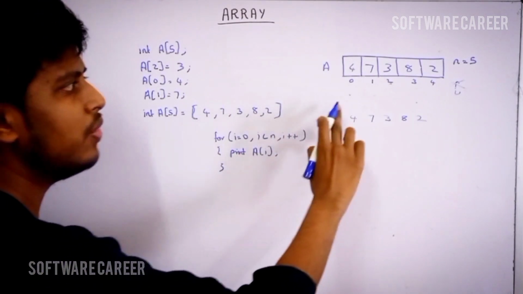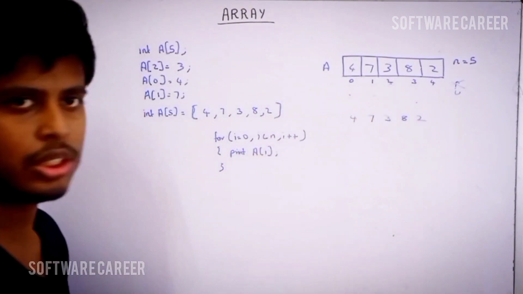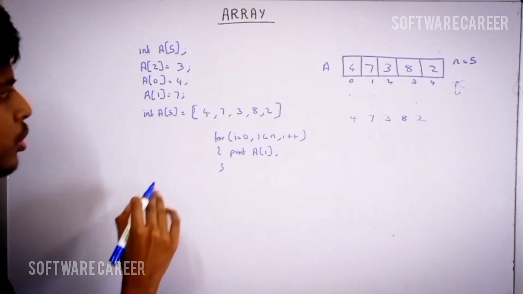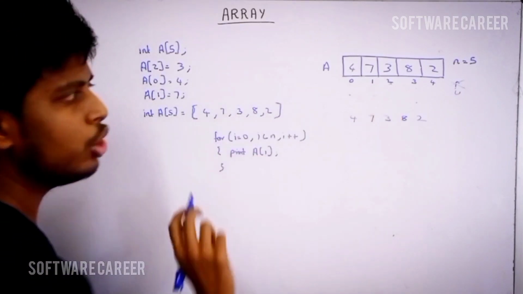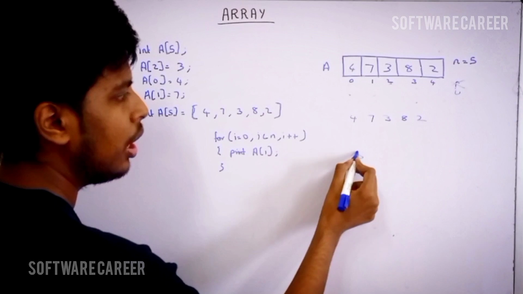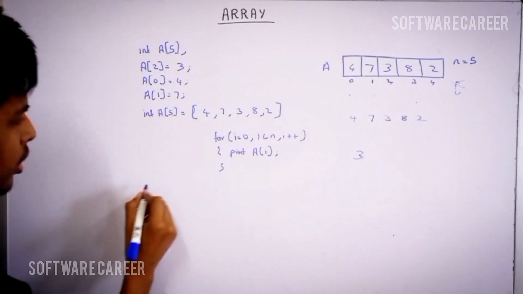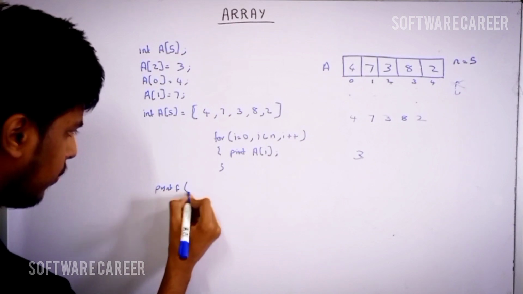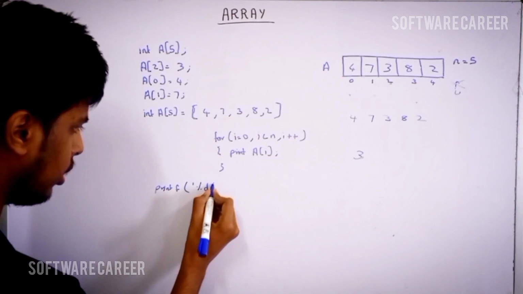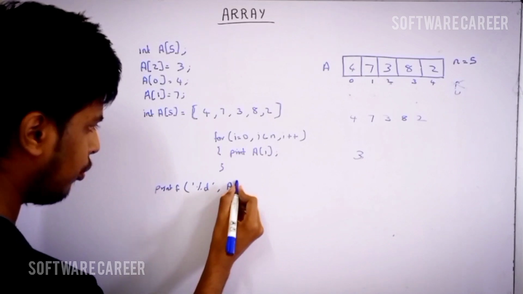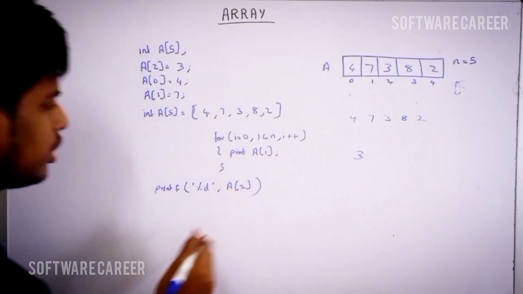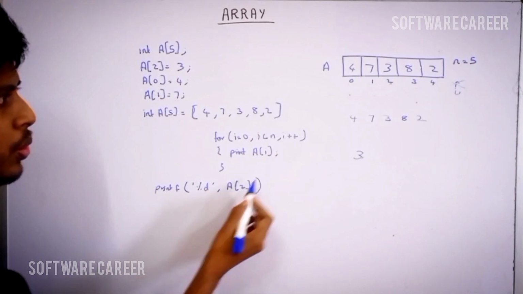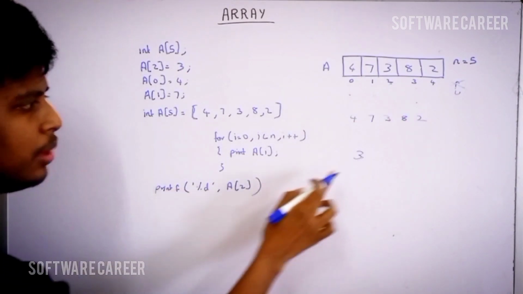This is how you should travel from 0 to the last index of the array. Now I want to print, suppose, a of 2, which is 3. How to give the print statement? Let's see. printf("%d", a[2]). This printf prints the element a of 2. A of 2 is 3, so it prints 3.